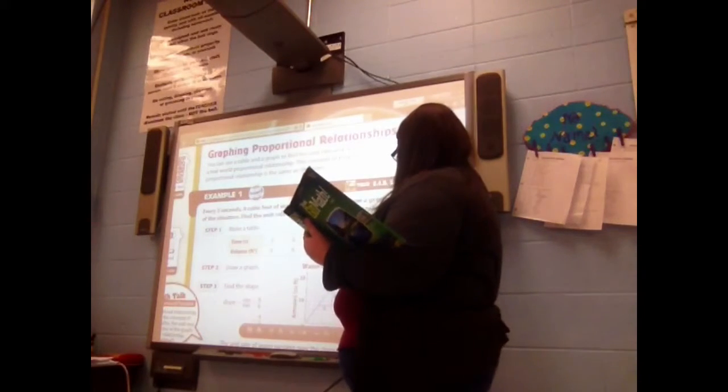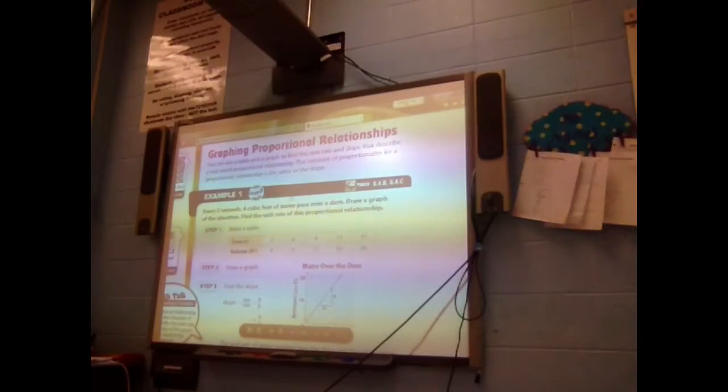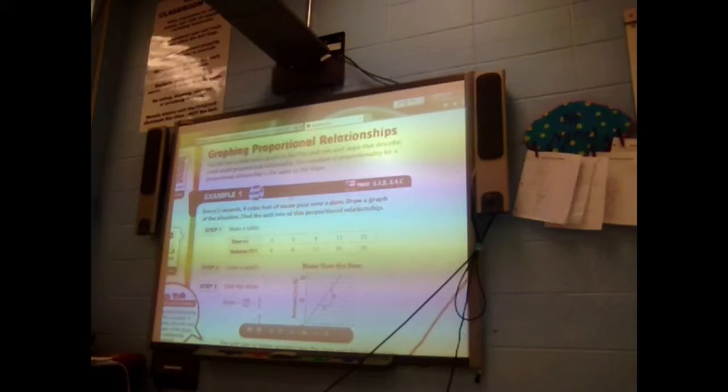So when we plot it, we have our x and our y points. We were given 5 coordinates right there: (3, 4), (6, 8), (9, 12), (12, 16), (15, 20). Draw the graph, and then we're going to look at the slope.